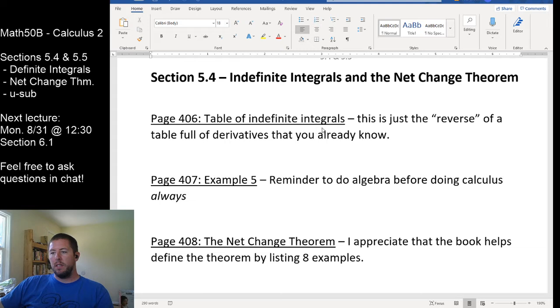On page 406, there's a table of indefinite integrals, but the important thing for you to see in that table is if you just read every equation backwards, then in a sense it's just a derivative table right there.